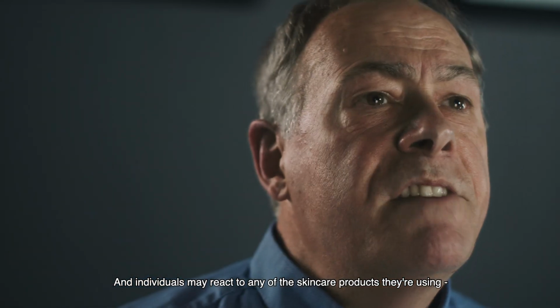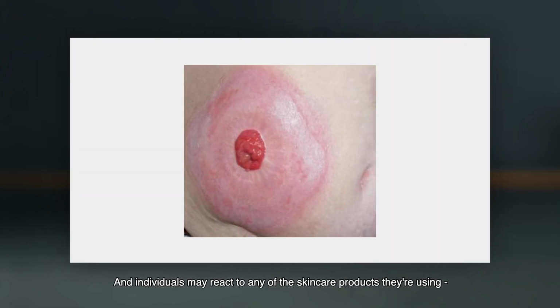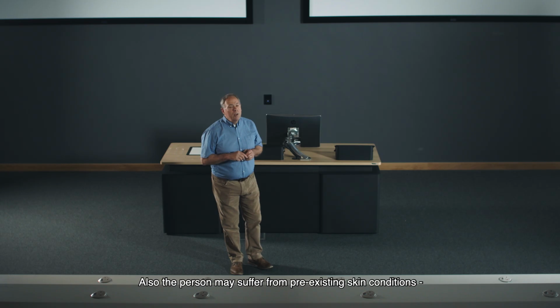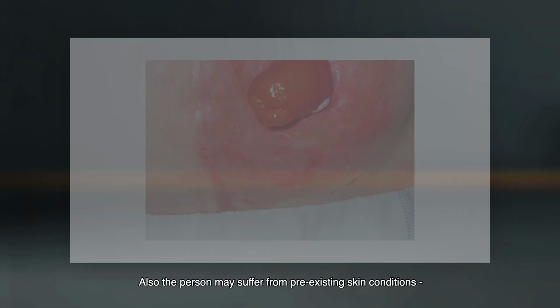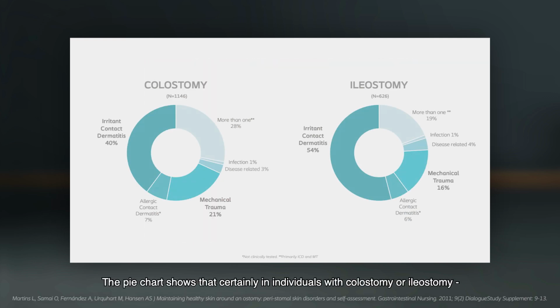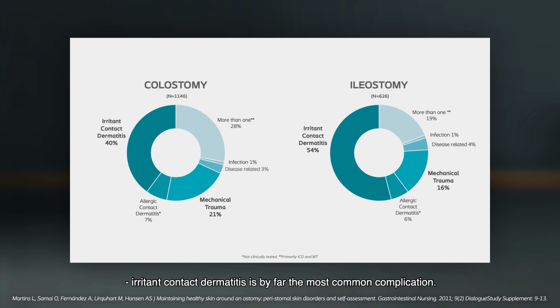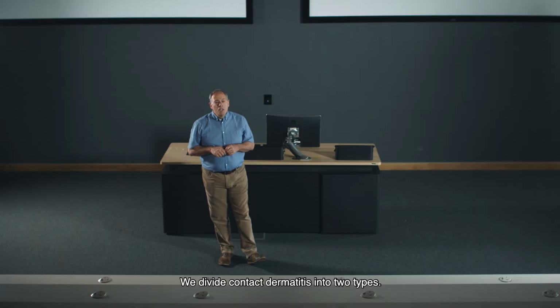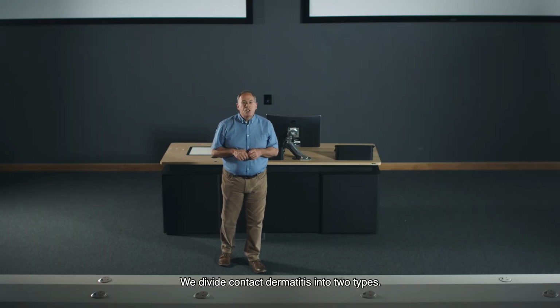And also, individuals may react to any of the skincare products or appliances they're using, although that's rare, and actually develop an allergic contact dermatitis. The person may also suffer from pre-existing skin conditions such as eczema or psoriasis. The pie chart here shows that certainly in individuals with colostomy or ileostomy, irritant contact dermatitis is by far the most common complication. So we divide contact dermatitis into 2 types.